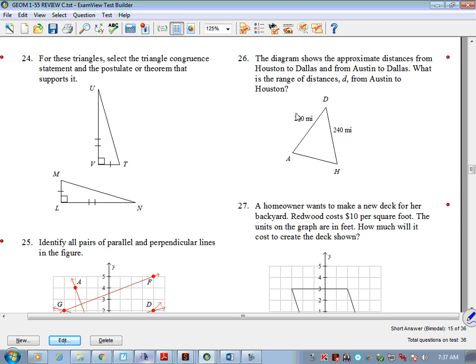All right, number 24. We've seen this question type earlier for these triangles, selecting the triangle congruency statement and the postulate or theorem that supports it. It's a different theorem that proves it, but the same type of congruency statement. So every one of your answers should start with triangle LMN is congruent to triangle what? Now we're looking at corresponding parts. What corresponds to L? Well, that's V. What corresponds to M? T. What corresponds to N? U.